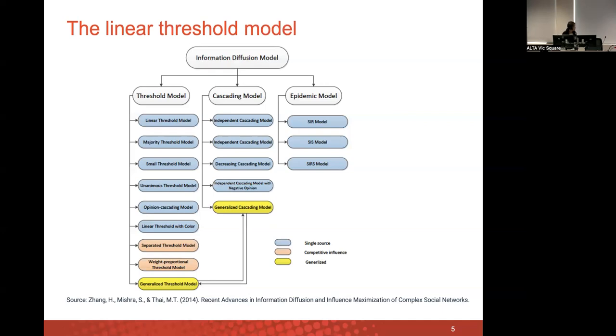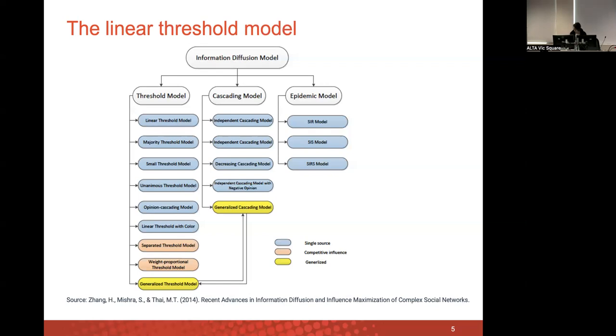And then the next class is the epidemic model. It's like for disease. A user is modeled in different states, and typically it is called the SIR model: susceptible, infected, and recovered. It's like a contagious disease. You are susceptible, then you become infected, and then you become recovered. Once you're recovered, you would not spread any information. So that's the epidemic model.